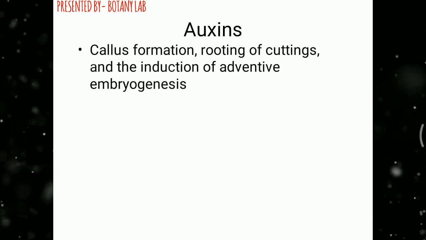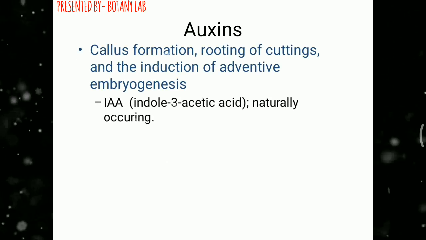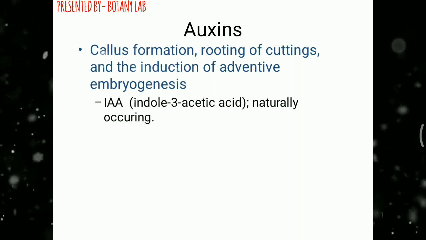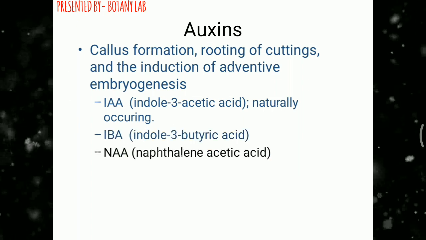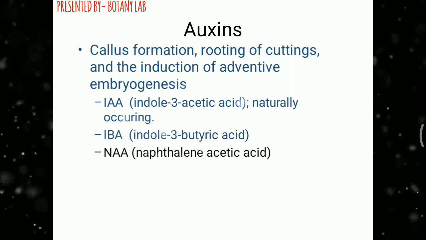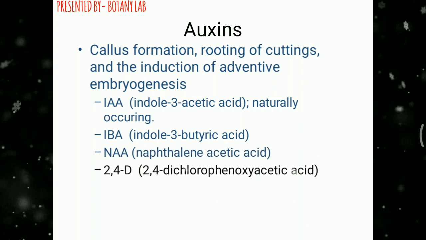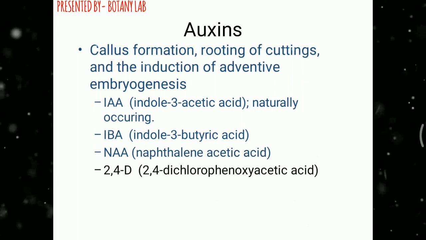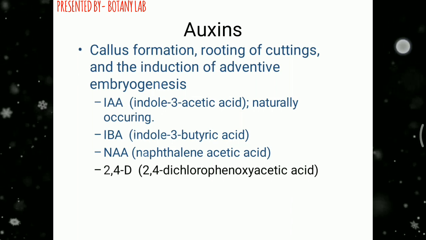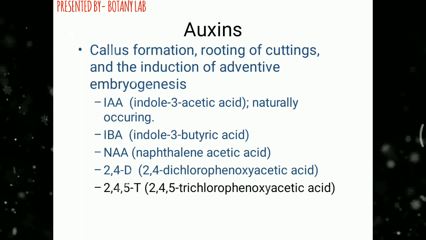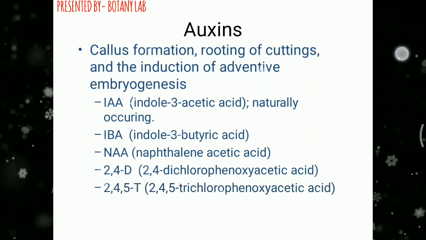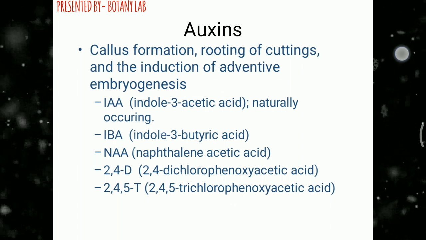Now auxins: callus formation, rooting of cuttings and induction of adventitious embryogenesis. IAA, indole 3 acetic acid, naturally occurring. On the other hand, IBA, indole 3 butyric acid. NAA, naphthalene acetic acid. And 2,4-D, 2,4-dichlorophenoxy acetic acid. And 2,4,5-T, this is 2,4,5-trichlorophenoxy acetic acid. These are all types of auxins.